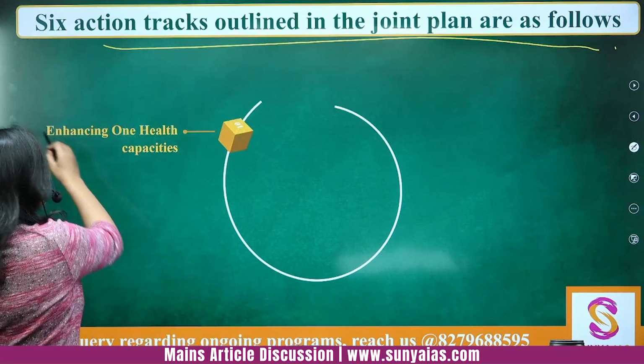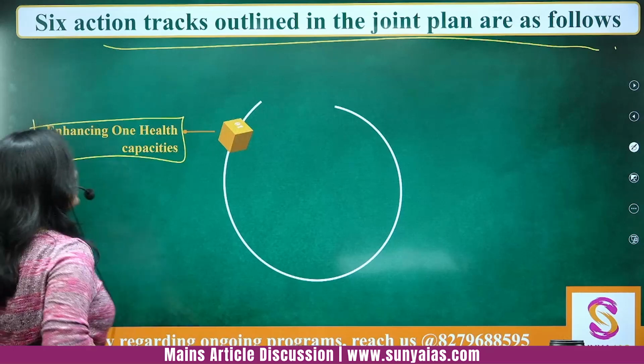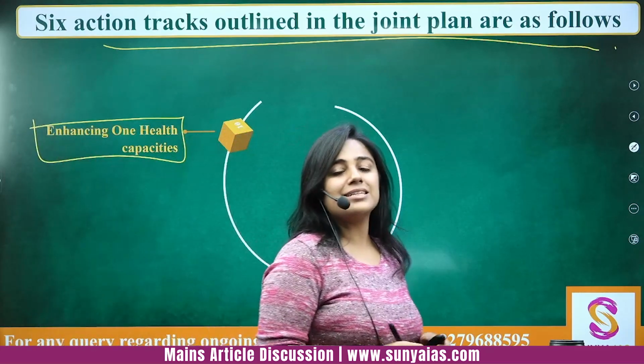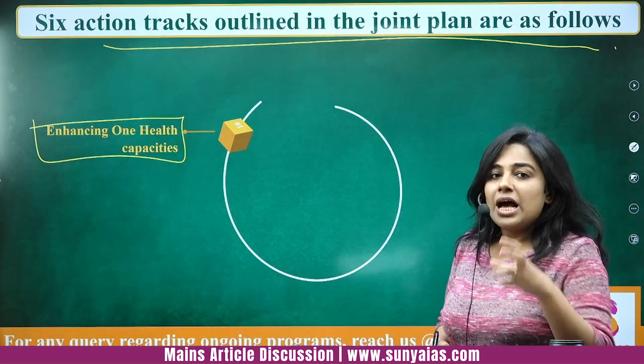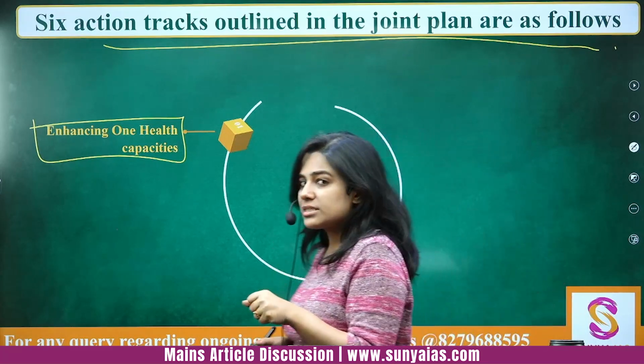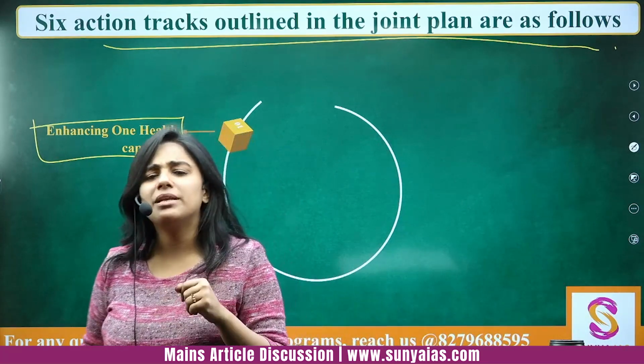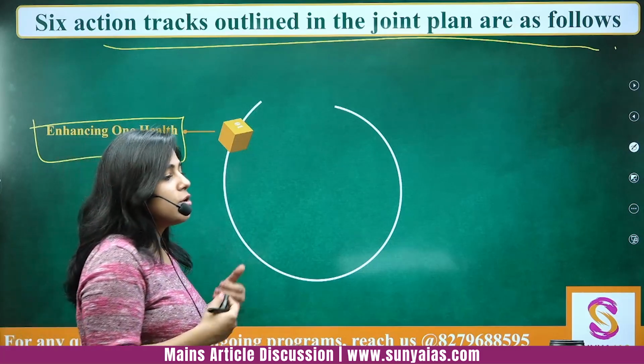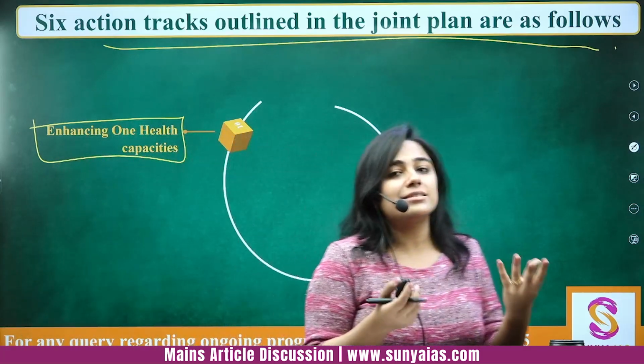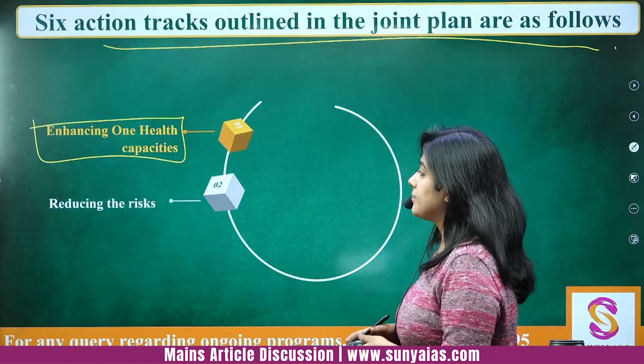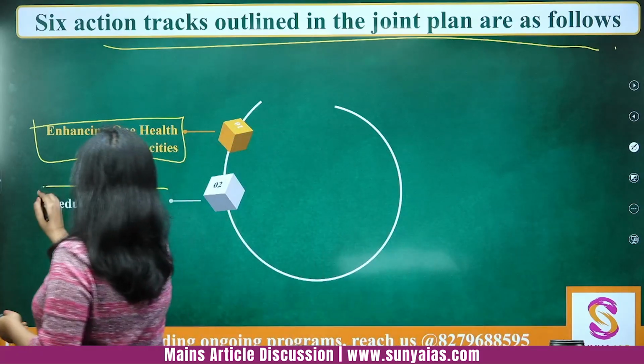The first is enhancing One Health capacities. How will you enhance One Health capacities? Be it the human health systems, be it the animal health systems, the number of doctors, the number of veterinarians have to increase, right?